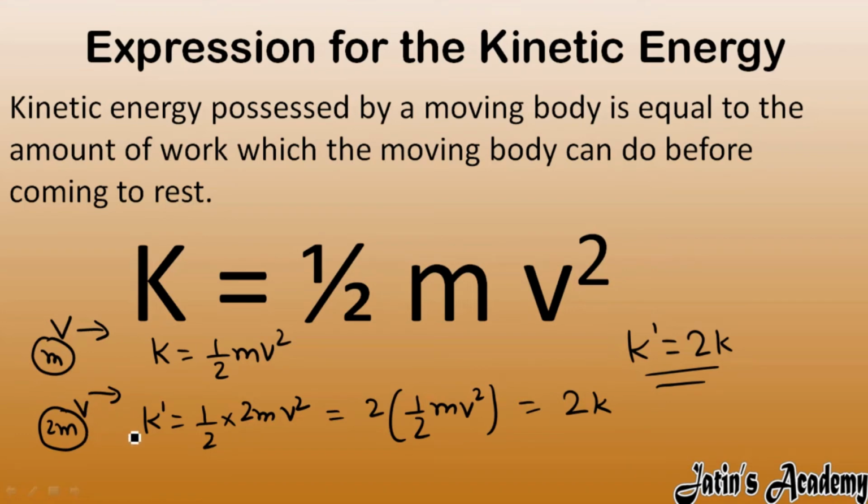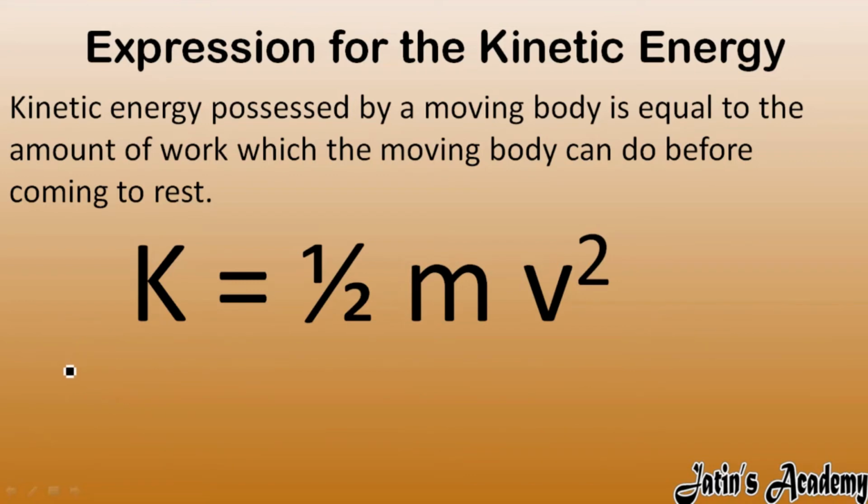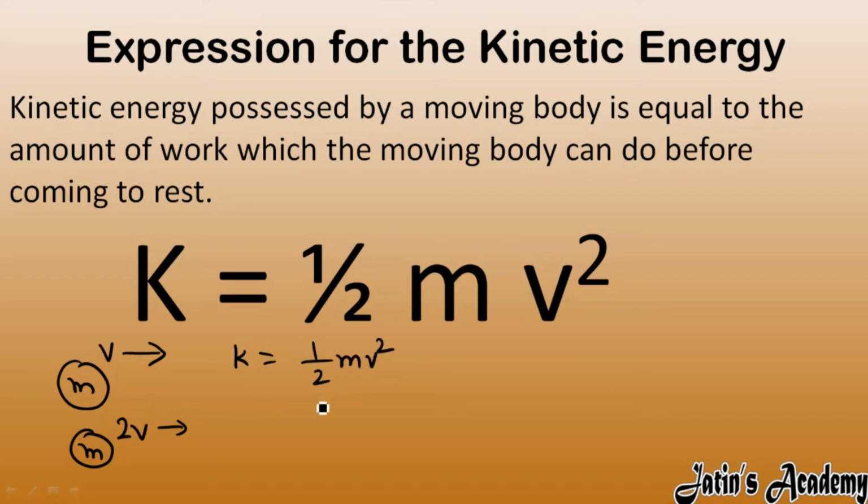Now do the same for velocity. Means, for example, a body has mass m moving with some velocity v. Now keeping the mass constant and increasing the velocity to 2v. So initially it has some kinetic energy k, which is half mv square. Now calculate the kinetic energy.